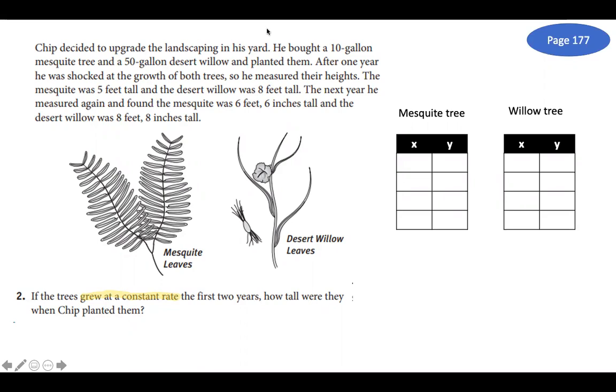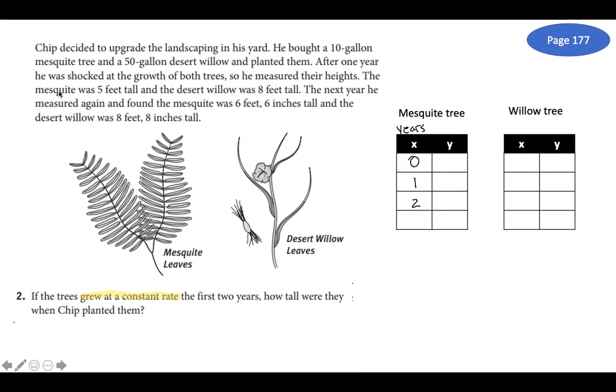So we know the years. So for the mesquite tree, we have 1 year and 2 years. I'm going to skip a line and leave a space for 0 because they're asking us how tall were they when Chip planted them. That would be year 0, right? So in this example, X is years. So let's put our information in.